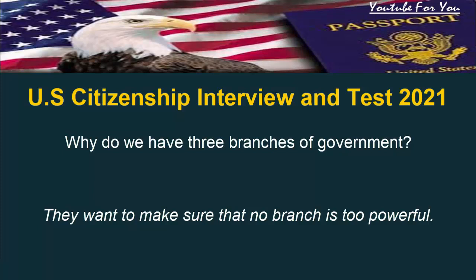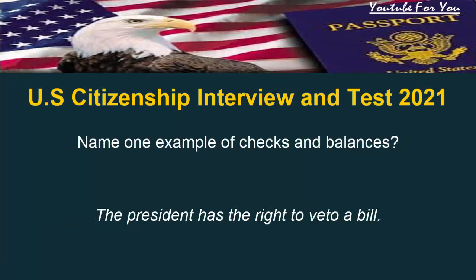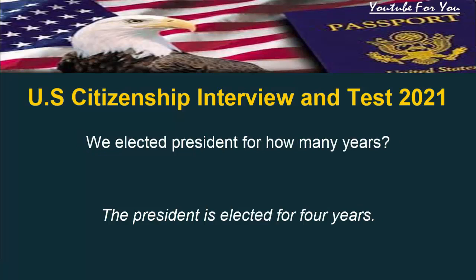Why do we have 3 branches of government? They want to make sure that no branch is too powerful. Name one example of checks and balances. The president has the right to veto a bill. We elect a president for how many years? The president is elected for 4 years.